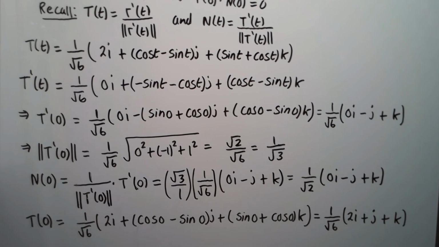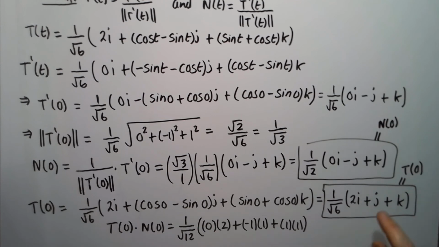So let's dot them. Dotting my N of 0 with my T of 0 would be 1 over square root of 2 times 1 over square root of 6, which is 1 over square root of 12, and multiply those: it'll be 0 times 2, negative 1 times 1, plus 1 times 1, and you can check here, this is equal to 0. So it equals 0, so we're done with the question. I'm going to leave the video here, and we'll do questions 2 and 3 from in-class 4 in the next video. So let's leave it there.